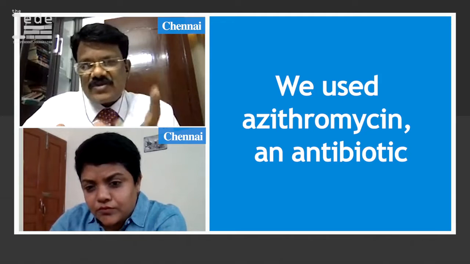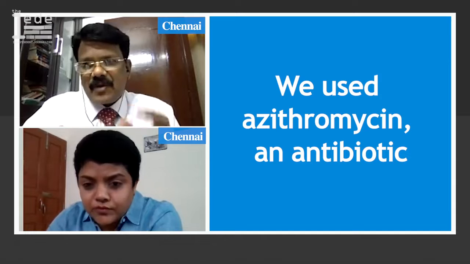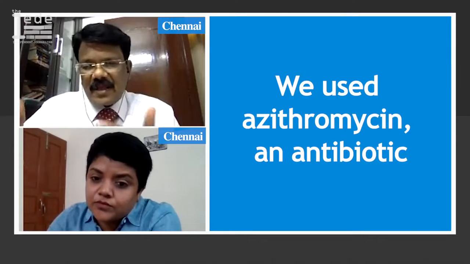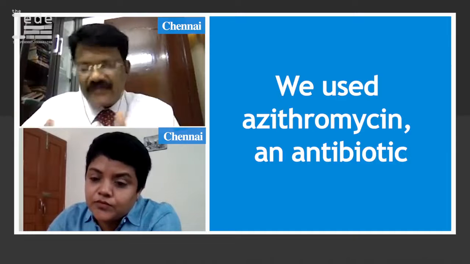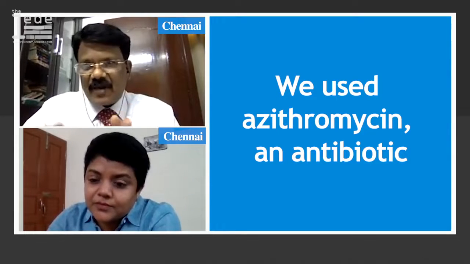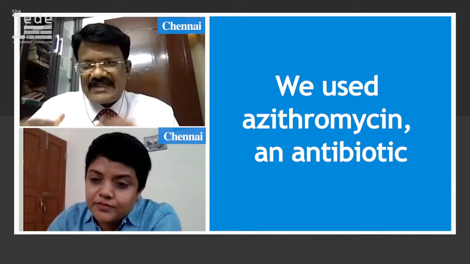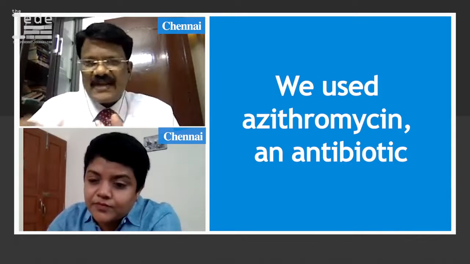Here we used azithromycin, one for prevention of atypical organisms or secondary infection. Second is immunomodulation. 500 milligram stat followed by 250 milligram daily is an immunomodulatory dose of azithromycin. Generally we use an antibiotic for any secondary infection in the respiratory tract. So we added that one.